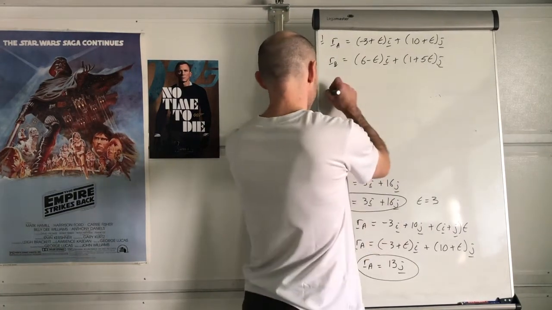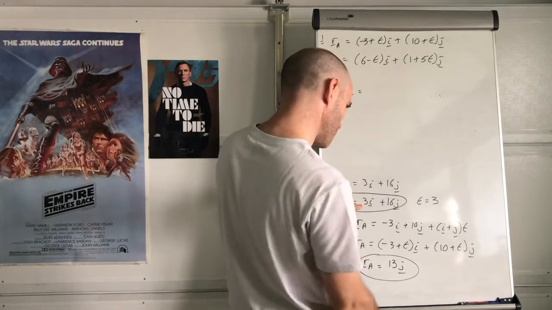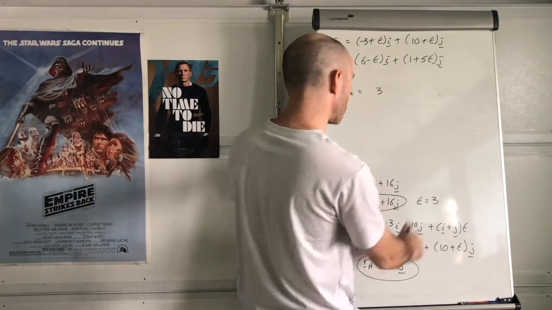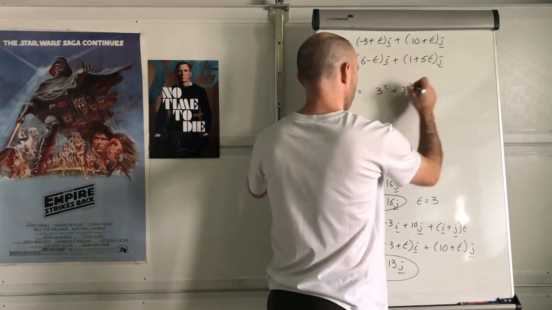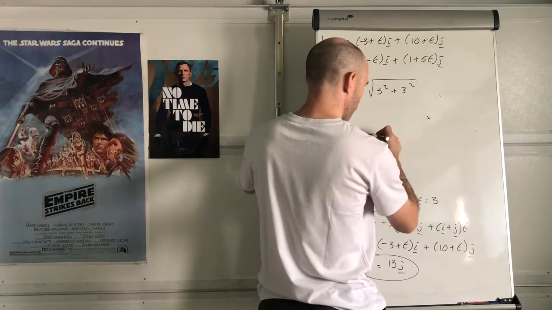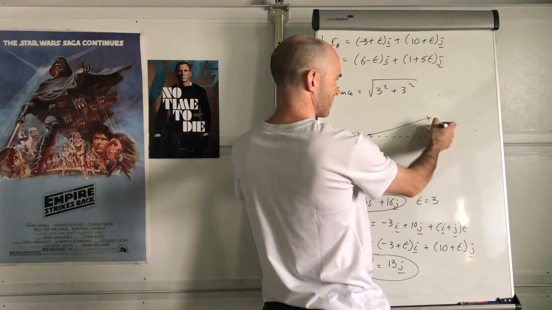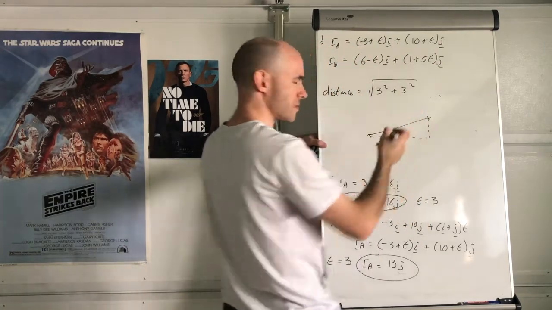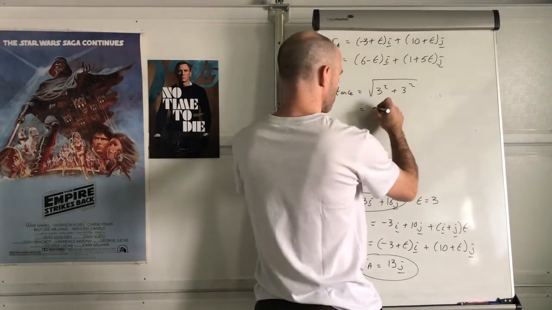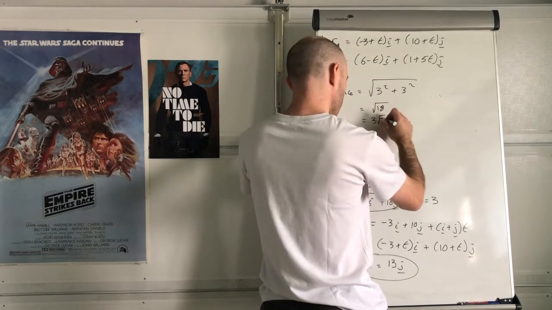So the distance is going to be the difference in i components, which is 3, and then the difference in j components, which is 3. So it's going to be 3 squared plus 3 squared, square rooted. Remember, to find the distance between any two points, you find the i component, j component, square them, add them together, square root. So it's Pythagoras' theorem to work out the magnitude. And so that gives us root 18, which is 3 root 2.